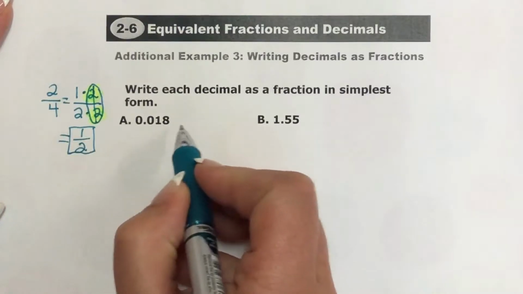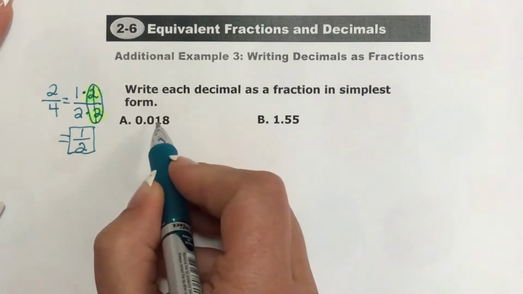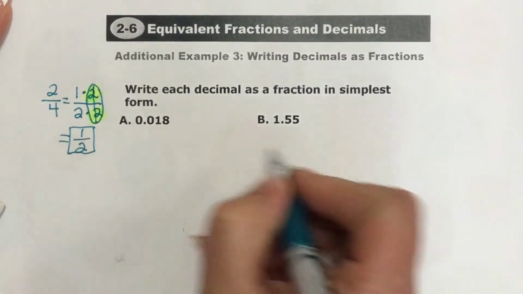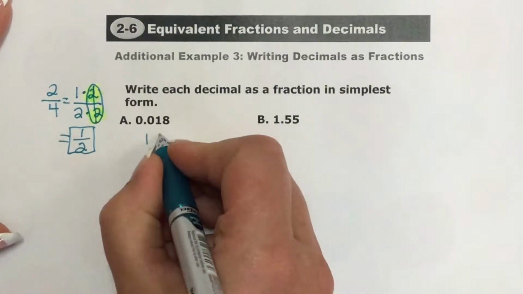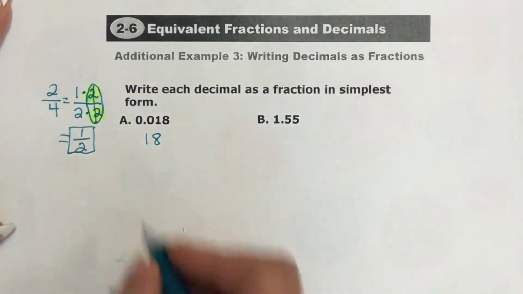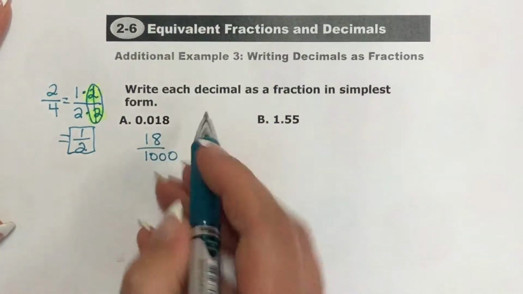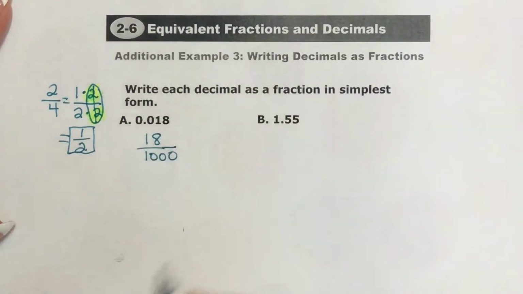Okay, so we have 18. This is the tenths, hundredths, thousandths. So we have 18 thousandths. I'm just going to write that as a fraction: 18 thousandths. Now this would be a fraction equivalent of this decimal. However, it is not in lowest terms, so we need to go ahead and put this in lowest terms.